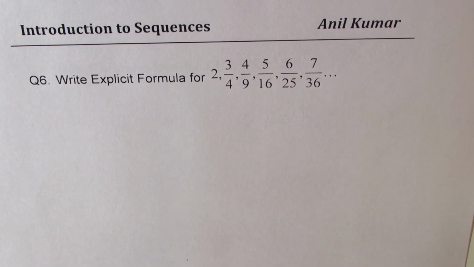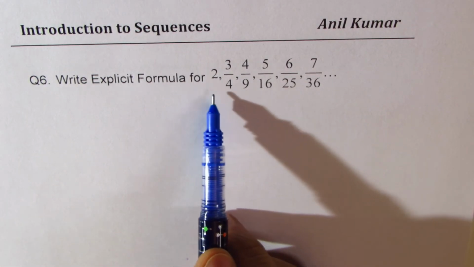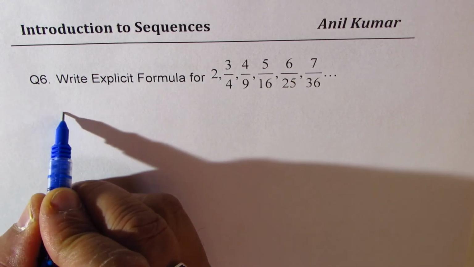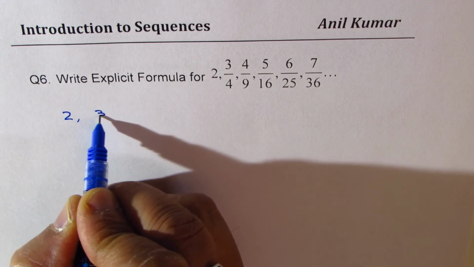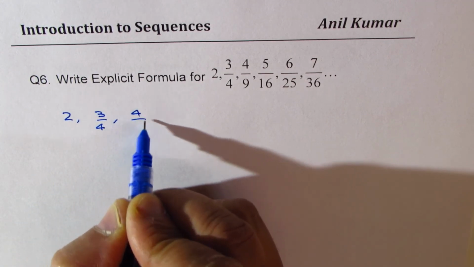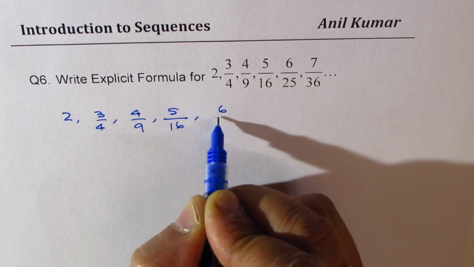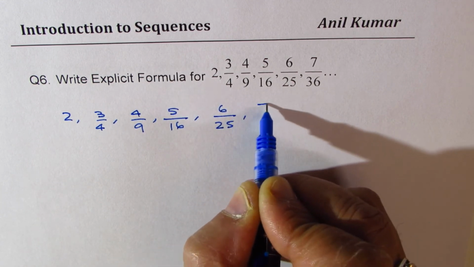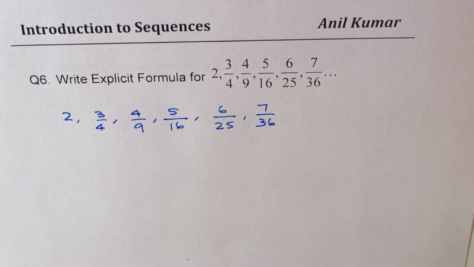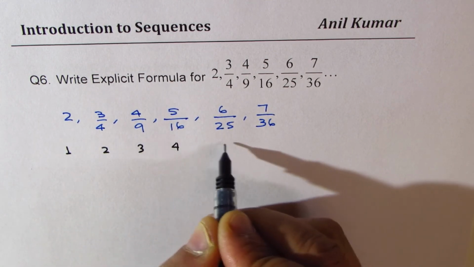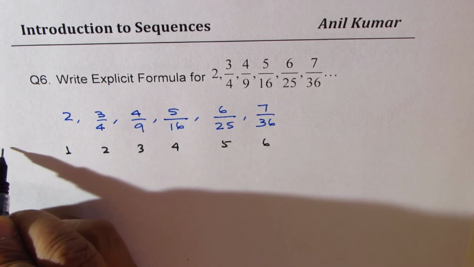You need to write explicit formula for the given sequence, which is 2, 3 over 4, 4 over 9, 5 over 16, 6 over 25, 7 over 36, and so on. Let us rewrite. So we have the first term as 2, then we have 3 over 4, 4 over 9, 5 over 16, 6 over 25, 7 over 36. You can see this is our term number 1, this is term number 2, 3, 4, 5, 6. So that is the term number, right?